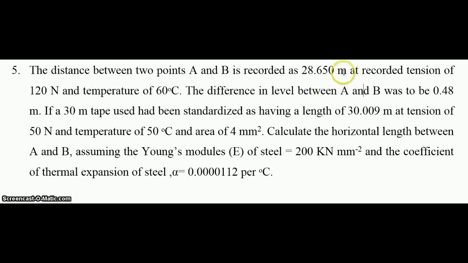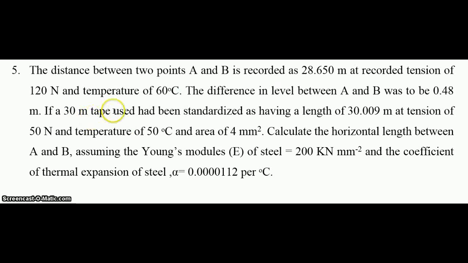When they were measuring the distance, the tension applied to the chain is 120 newtons and the temperature is 60 degrees centigrade. A and B are at different levels. The difference between A and B is 0.48 meter. Here we used a 30 meter tape.